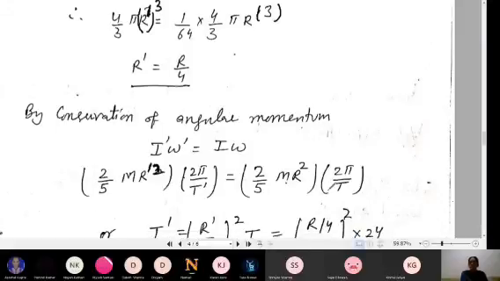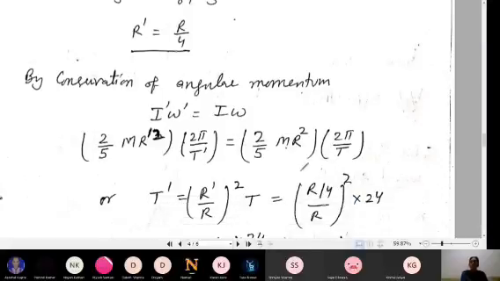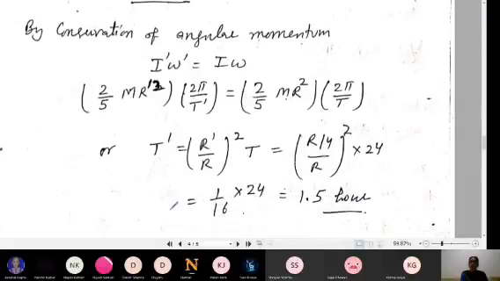So now you need to work out the question, because r dash upon r is given, you can find r dash is equals to r by 4. So here I can put the value of r dash, which is equals to r by 4. And then I can work out time period for the earth. Normally when we are taking, the time period is 24 hours. So you will be getting t equals to 24. So by simply putting the value, you can find the t dash. So time period now is coming out to be 1.5 hours.